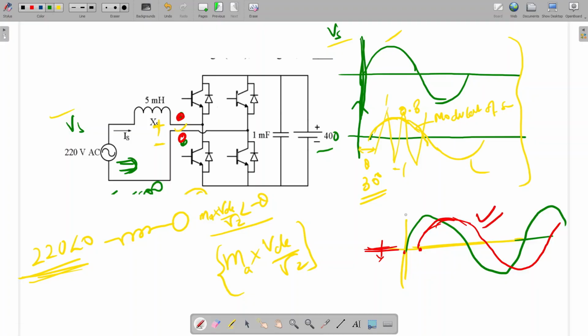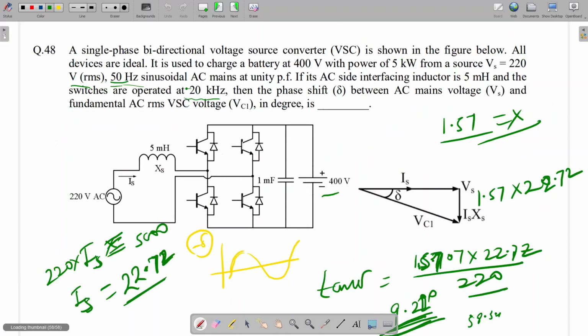And the source value we already know, and this theta we know. So a question can be framed like that based on this. That will be the power electronics question. But this question was not a power electronics question. Simply some power they had given. It's just like a phasor question. Is it okay?